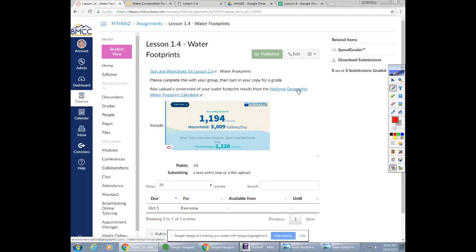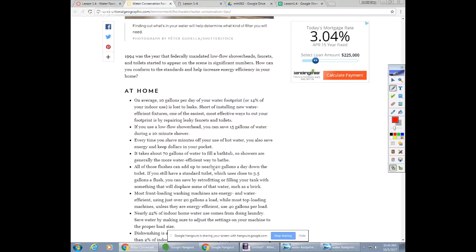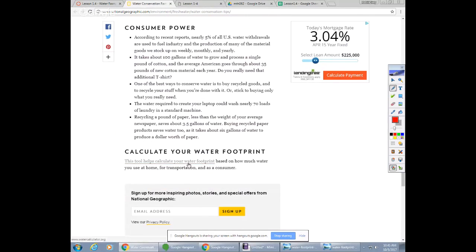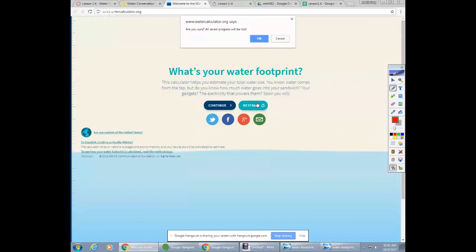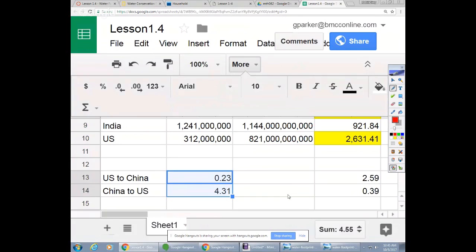So if you follow the National Geographic link in lesson 1.4, it takes you to the National Geographic page. And then read through some of these facts about water usage. And at the bottom of those facts is the link to calculate your water footprint. And it'll ask you a bunch of questions about how big your house is, how many people are in there, things like that. And we found one person had a hard time getting it to run in Internet Explorer, so they tried a different browser like Firefox or Chrome. Jose came and went. Hopefully he heard that.